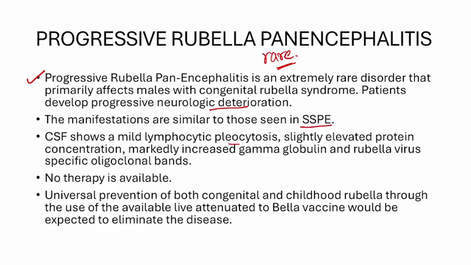CSF will show pleocytosis, slight protein elevation. That is, I mean, a viral meningitis or viral encephalitis like picture. But gamma globulin and rubella virus specific oligoclonal bands are seen. Means the antibodies against the virus in the form of IgG or oligoclonal bands will be seen in the CSF. No therapy is available, only vaccine can be expected to eliminate the disease. So that is all about progressive rubella encephalitis.